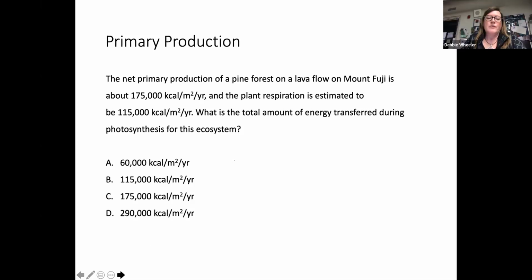Okay, and hopefully, looks like we may have had a little bit of misunderstanding. So you're adding those two numbers. You're adding the net primary production and the plant respiration, and that will give you the gross, which is 290,000 kilocalories per meter squared per year. So just knowing that equation will help us answer those.